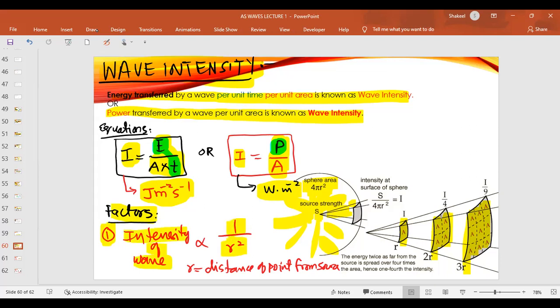R is the distance of the point from the source. This is the inverse square law. It means that a wave's intensity decreases by the square of the distance as the distance from the source increases. So if the distance is twice, the intensity would be... this is R distance from the source. So intensity was I, and if the distance becomes 2R, intensity becomes I by 4. If the distance becomes 3R, then intensity becomes I by 9, because I is inversely proportional to R square.